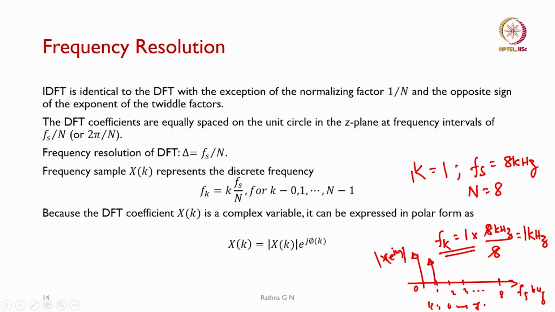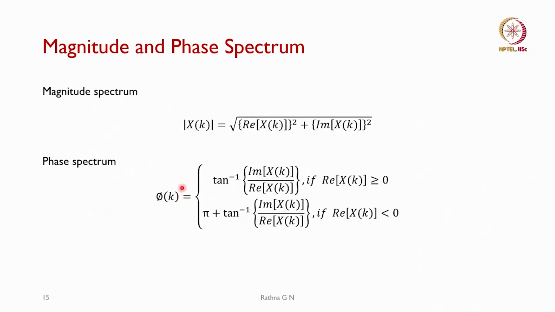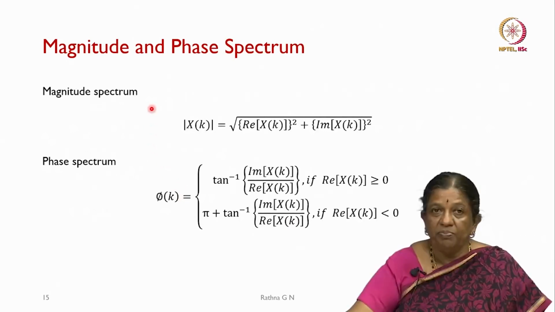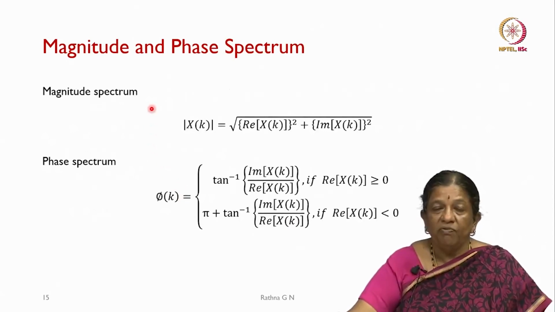So, this is how you calculate, and then we know that the DFT coefficient x is a complex variable. So, it can be expressed in polar form as x of k is equal to magnitude of x of k into e power j phi of k. So, this represents my phase and this represents my magnitude. So, that is how we can compute our magnitude and phase spectrum for a given signal. So, the first is the magnitude spectrum.